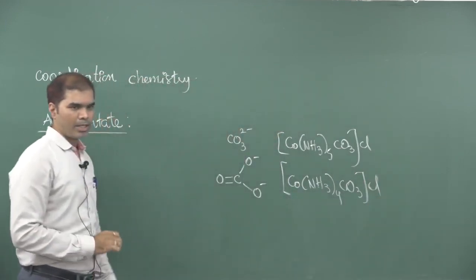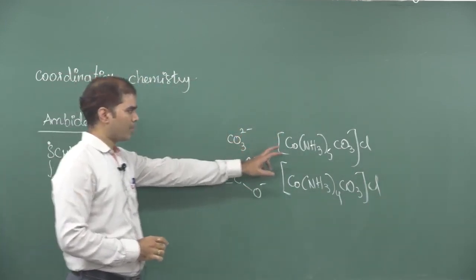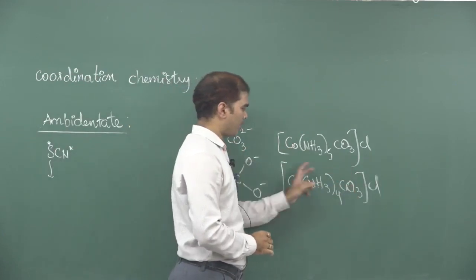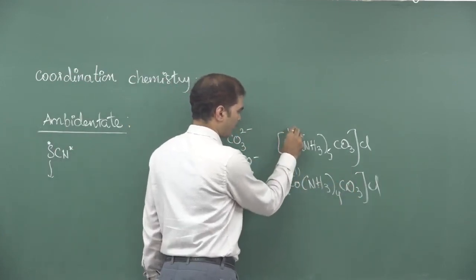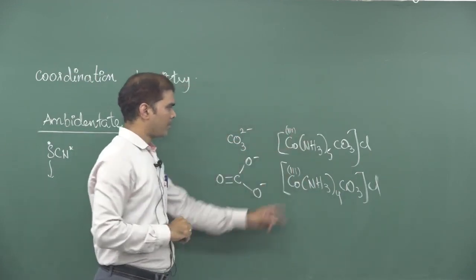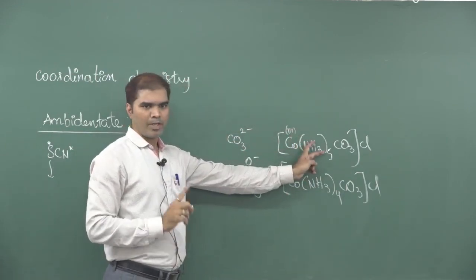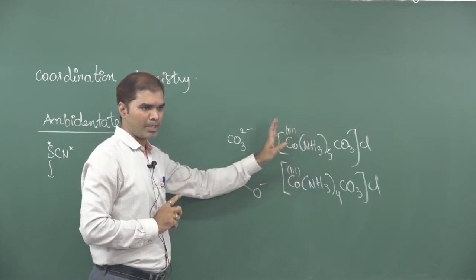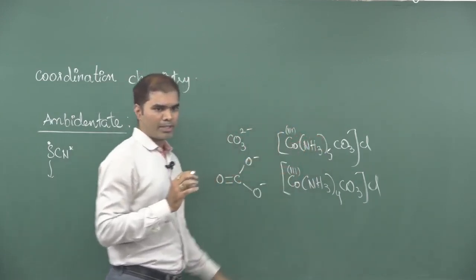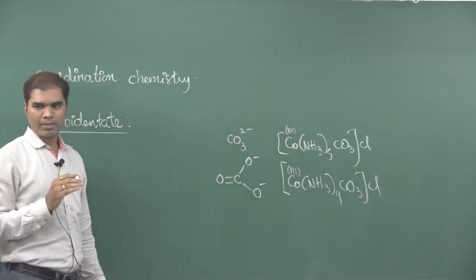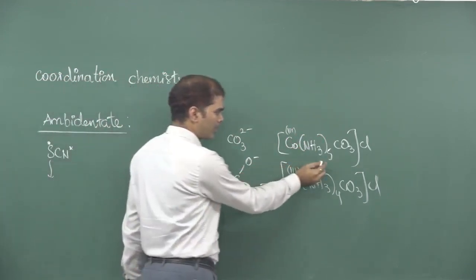Both complexes look alike. In this case you have amines, carbonato. Oxidation state of the metal is +3 in both the cases. But if you look at the coordination number, already 5 amines are there. Every amine is a monodentate. So there are 5 monodentates, and usually the geometry will be octahedral. So you already have coordination number 5.